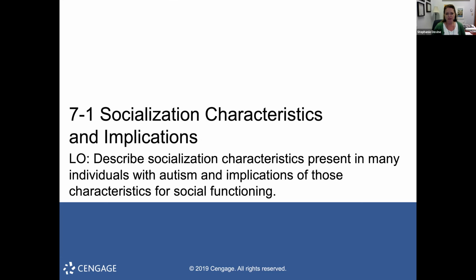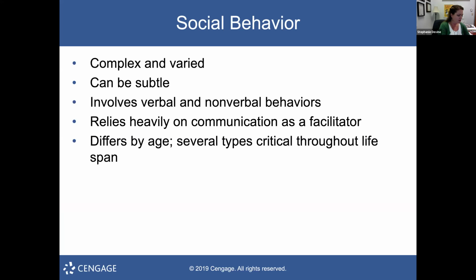So our first focus here today is socialization characteristics and what those implications are for our students with autism. First of all, keep in mind that social behavior is very complex and it does vary depending upon who's involved, where you are, and so many factors that it's really a complicated process. And the differences in social settings can be very subtle, so it can be very hard to pick up on.